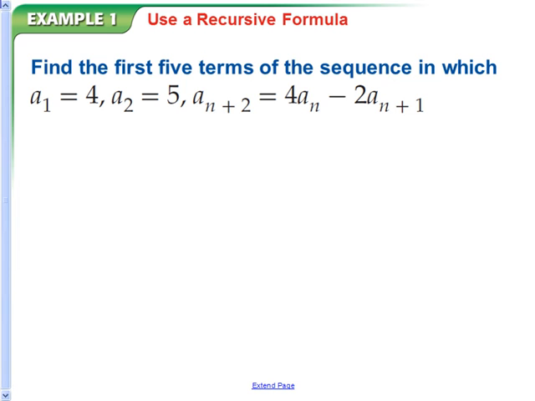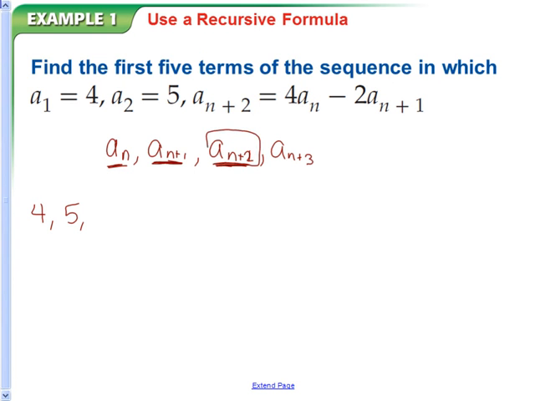And how about this one? This one, we are given the first 2 terms. Okay, so our first term is 4, second term is 5. So let's go back. We had a sub n plus 1, a sub n plus 2, a sub n plus 3. Okay, so if I'm trying to figure out this one, I'm going to rely on a sub n plus 1 and a sub n.